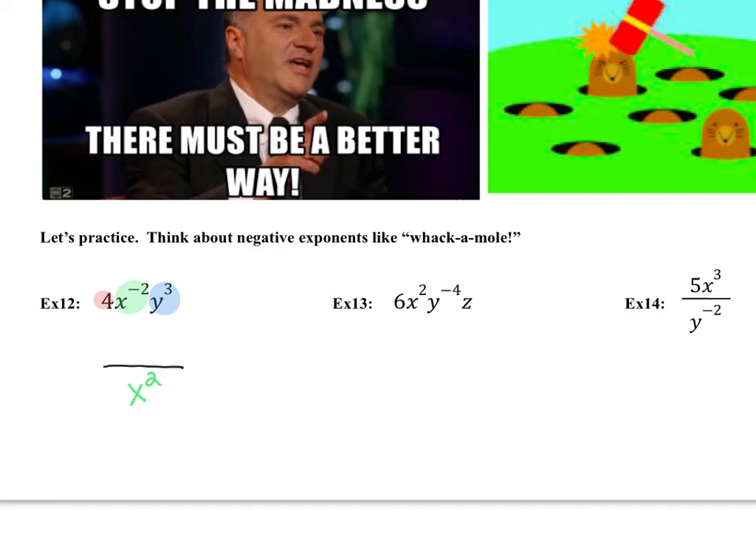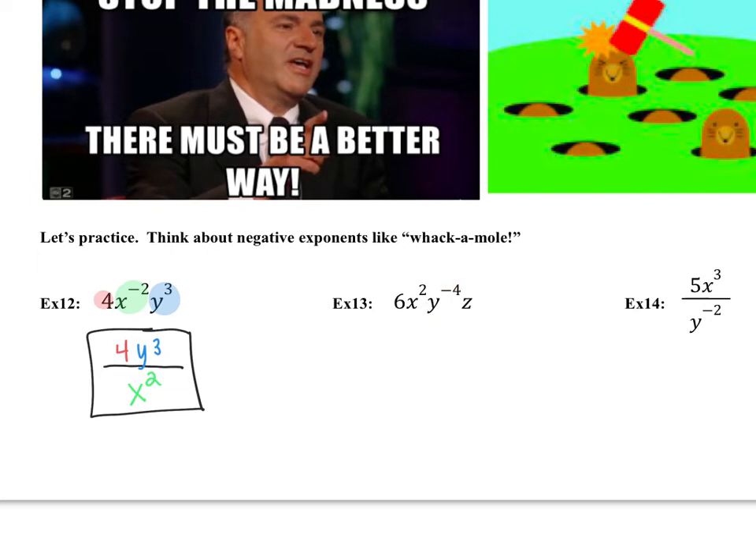Normally we leave behind a 1, but this time I already have 2 things as placeholders. I've got a 4 and a y cubed. So my final answer here would be 4y to the 3rd over x to the 2nd. The 4 and the y get to stay where they are because they don't have negative exponents. We're only hitting the x because it has a negative exponent. On example 13, I've got 4 items, 6, x to the 2nd, y to the negative 4th, and z. Which one are we going to whack?